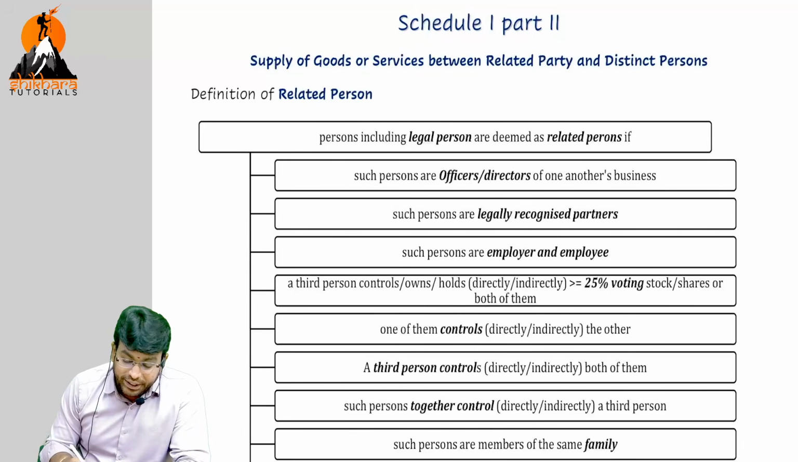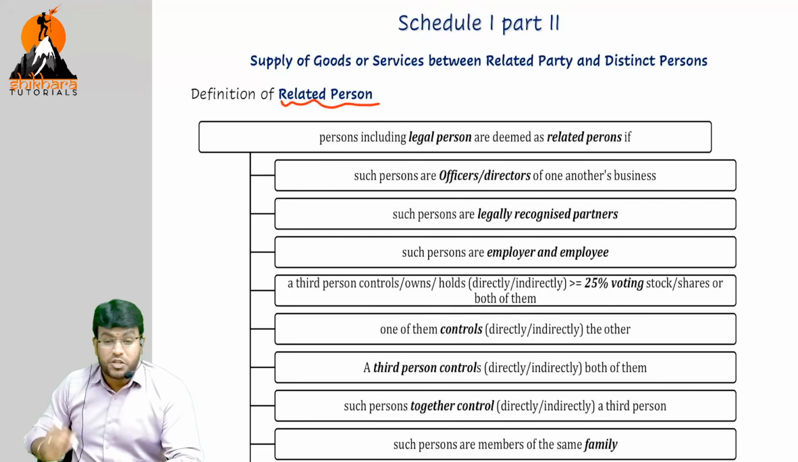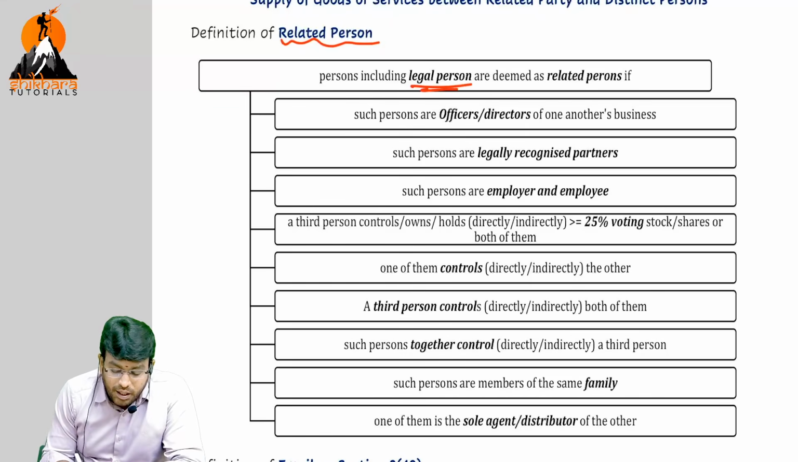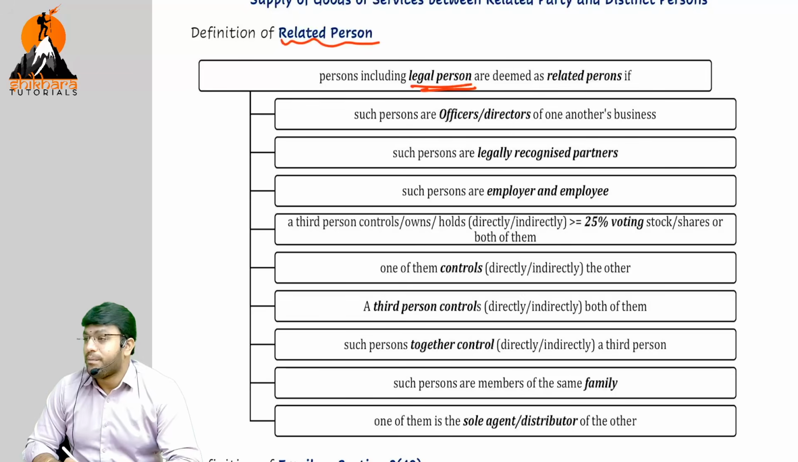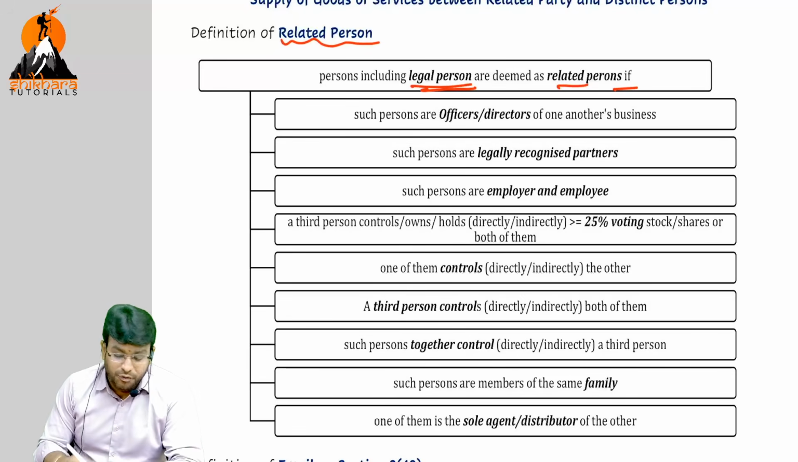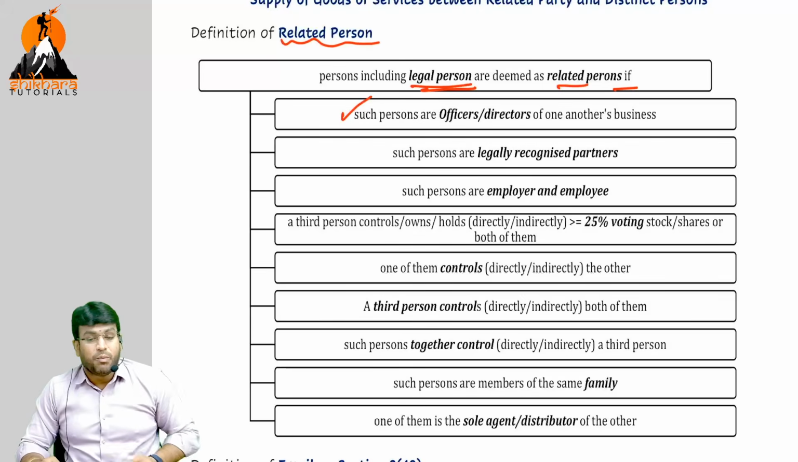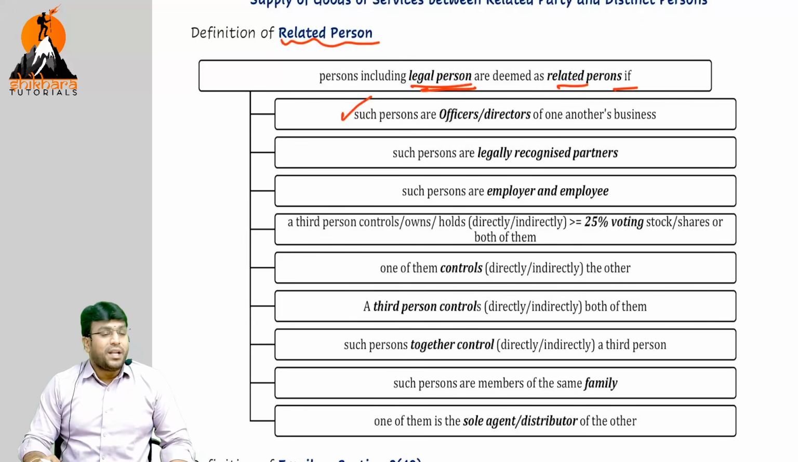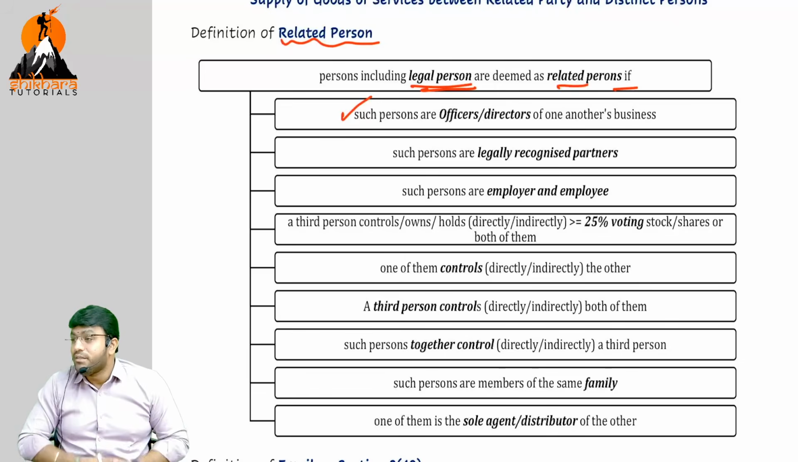Come on, don't write anything, just relax and concentrate. Definition of what? Related person. Persons, including legal persons, meaning companies and firms, are deemed to be related if, first one, such persons are officers or directors of one another's business. That means in a company, whoever directors are there, they are treated as relatives for a company.